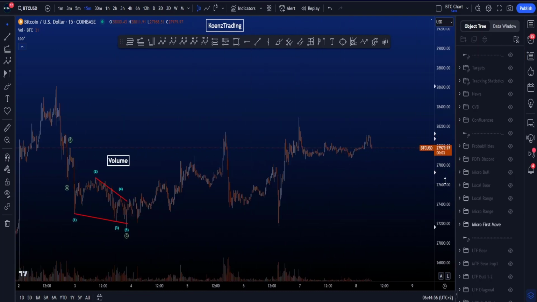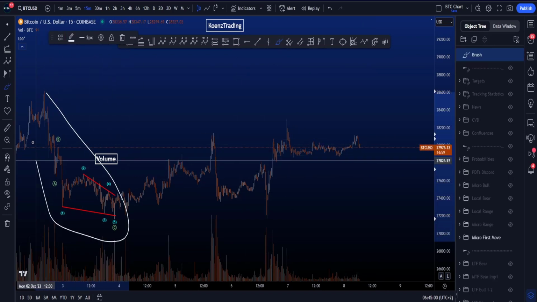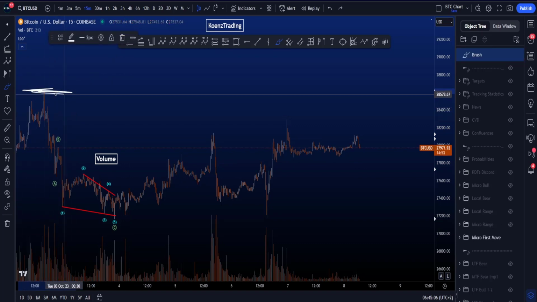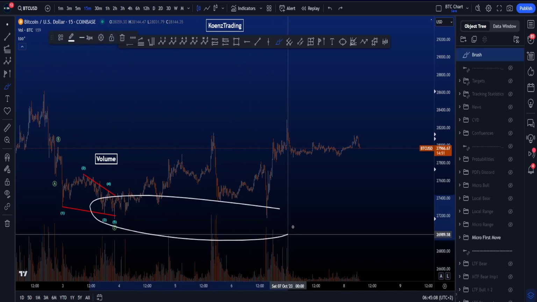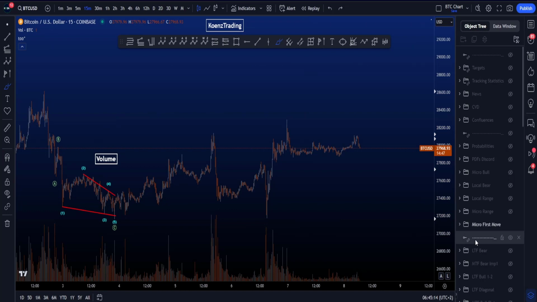Now if we then zoom out again and look at the range as a whole, because this is a 3-wave structure, it means that probabilities in general are higher to still take this high. However, we have a double bottom over here, and if we take a look at this structure over here, you will see why the probabilities are higher for price to actually move to the downside first.